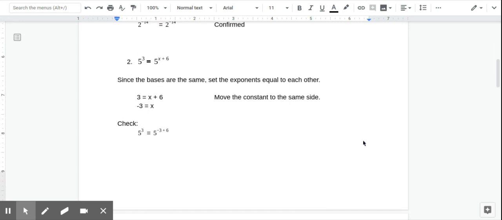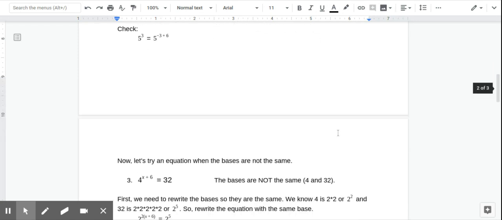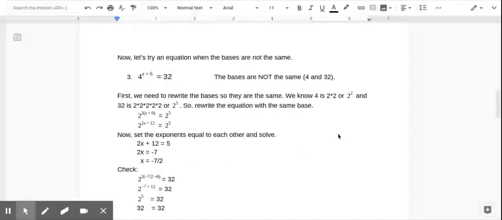Problem number 2, again, we can see the bases are the same, so we only have to set the exponents equal to each other and solve, and then we can check it. But what if the bases aren't the same? So we had a few in the last lesson where that was the case. Well, what if we had the situation on both sides where we don't just have to rewrite one side?